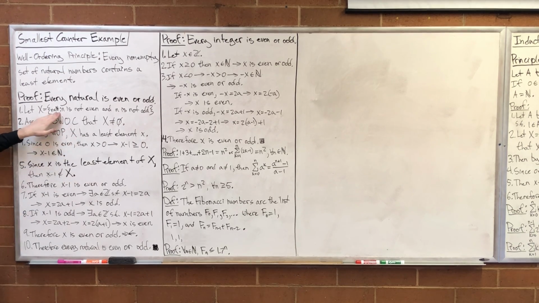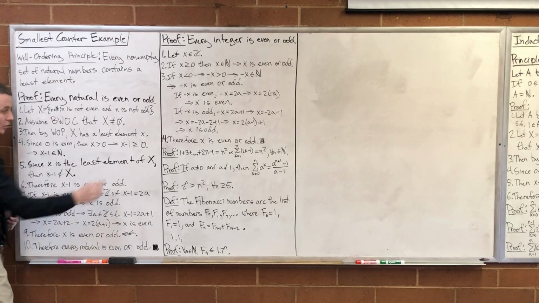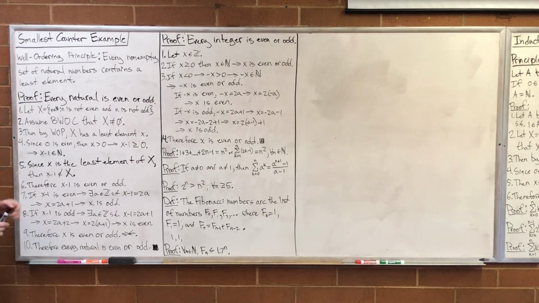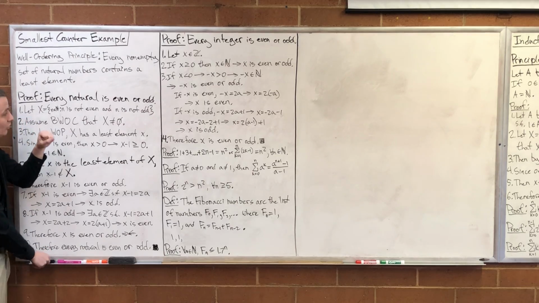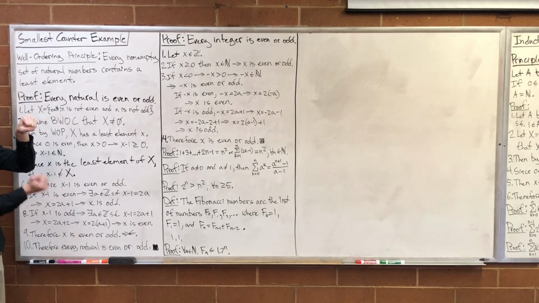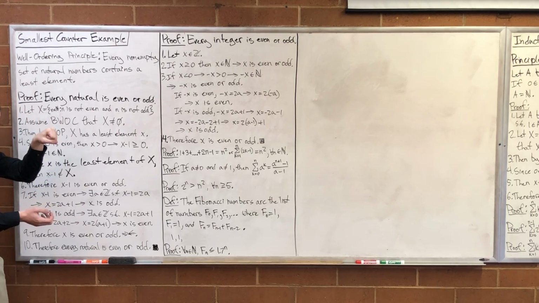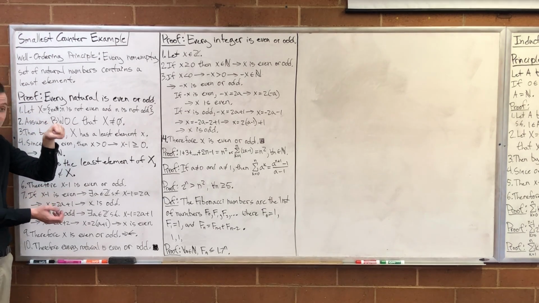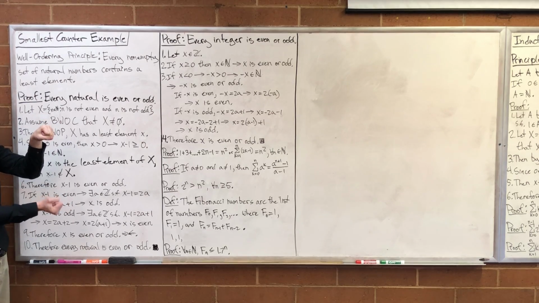Since x is a subset of natural numbers, I'm going to say big X to try and help clarify what I'm talking about, the set. Since big X is a subset of natural numbers, big X has a least element, little x. That's what we're calling it. So what is little x? It is the smallest natural number that is not even and not odd. We showed that x minus 1 is still a natural number, and x minus 1 is less than x. Since x minus 1 is less than x, and x is the smallest natural that is not even and not odd, then x minus 1 has to be even or odd.